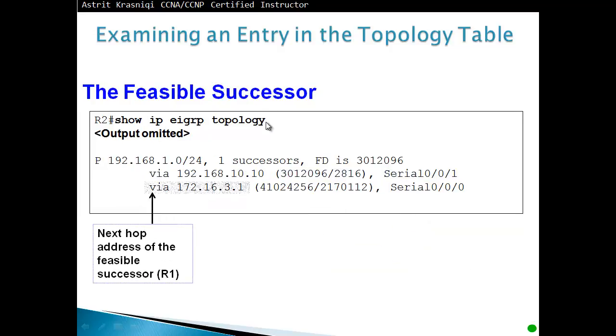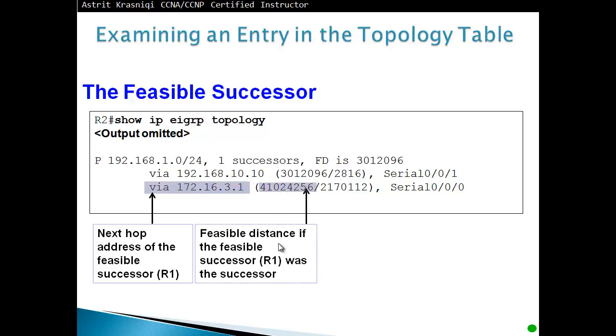The feasible successor information is underneath that. So we have only one successor. The top line is our successor information. Then you could have more feasible successors underneath. Next hop address of the feasible successor. So if the successor goes down, then we'll have a feasible successor that we could be using. That is our feasible distance if we use the feasible successor. Alright? So to the successor is 3 million. If we go through the feasible successor, it's 4 million. So primary 3 million, backup 4 million.